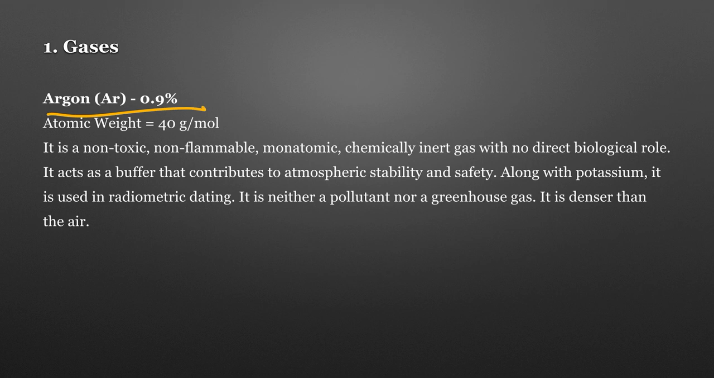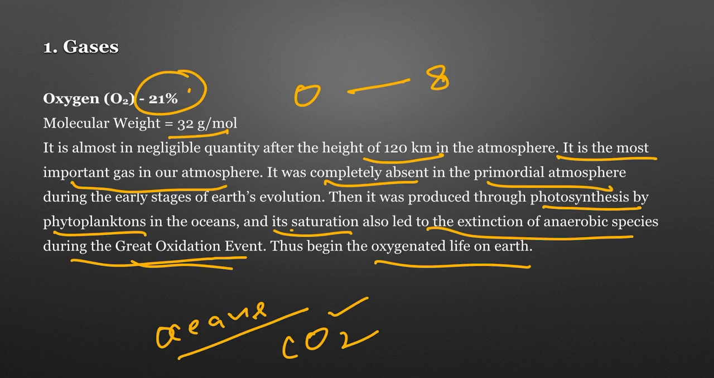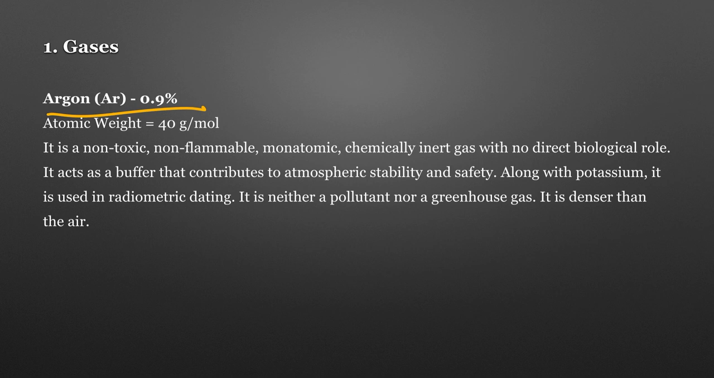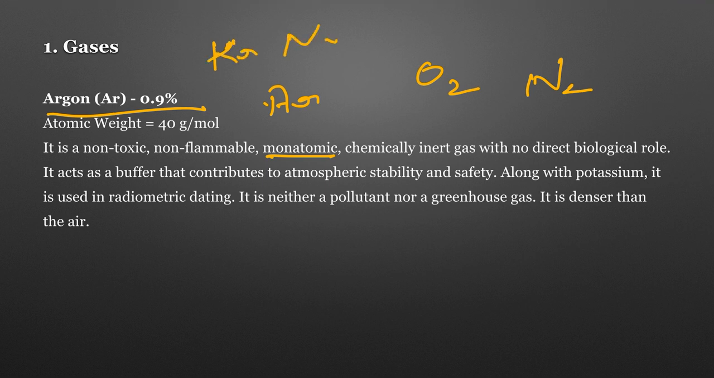Argon. Argon is the third most abundant gas in our atmosphere. It constitutes about 0.9% of the atmosphere. Its atomic weight is 40 gram per mole. Why do we call it atomic weight while for others we call molecular weight? Because it is a monoatomic gas. It means only one atom is sufficient. Like in oxygen we have two, in nitrogen we have two. These are diatomic molecules. These are monoatomic gases: argon, krypton, neon, helium, xenon.